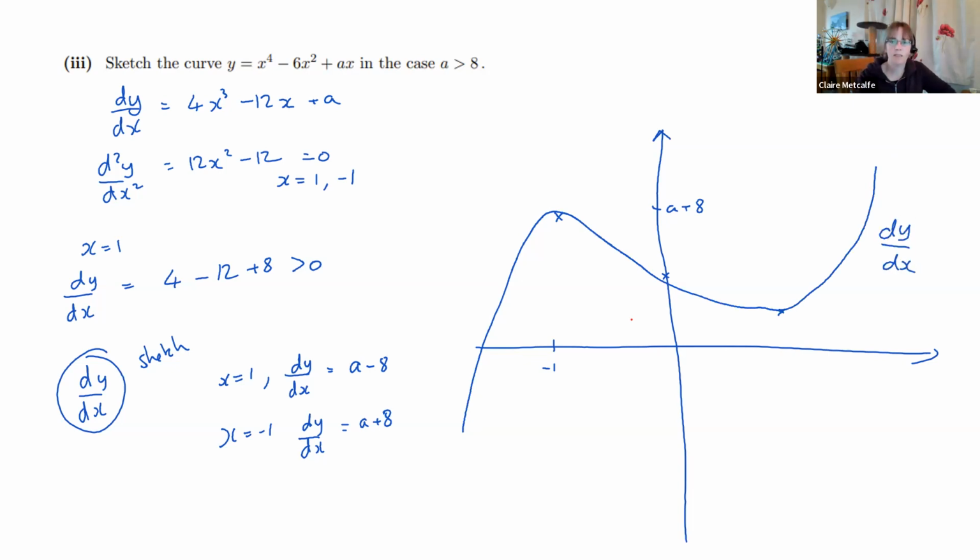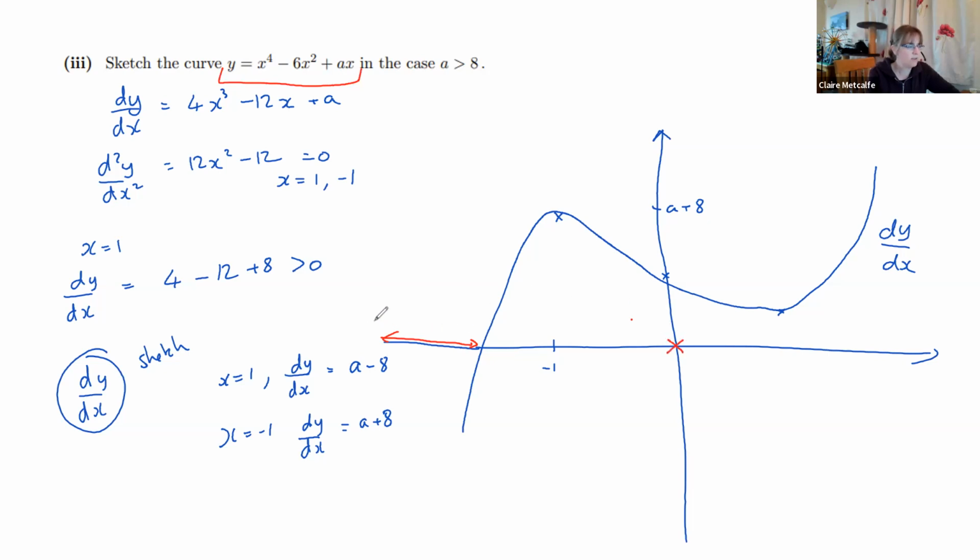Okay, so now if we try and consider what y looks like, we know that in this region of the graph down here, the gradient is negative. Let's just make this a bit bigger. Okay, so in this region of the graph down here, the gradient is negative. Then here the gradient becomes positive, and it stays positive throughout the rest of the graph. I also know that when x equals 0, y equals 0. So I know we go through that point here.